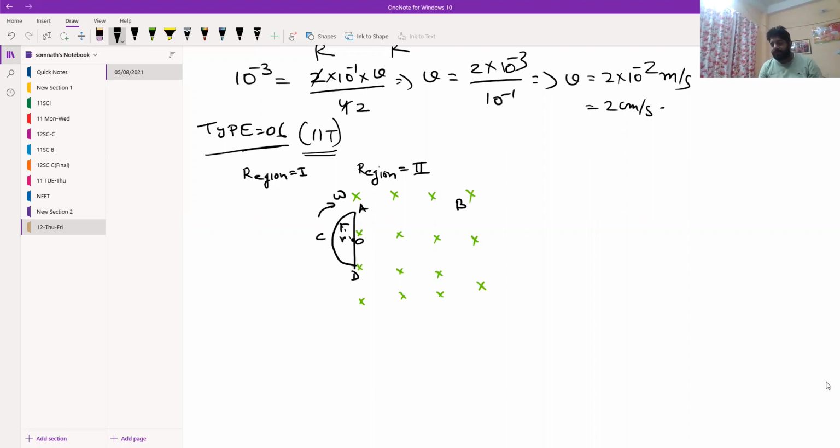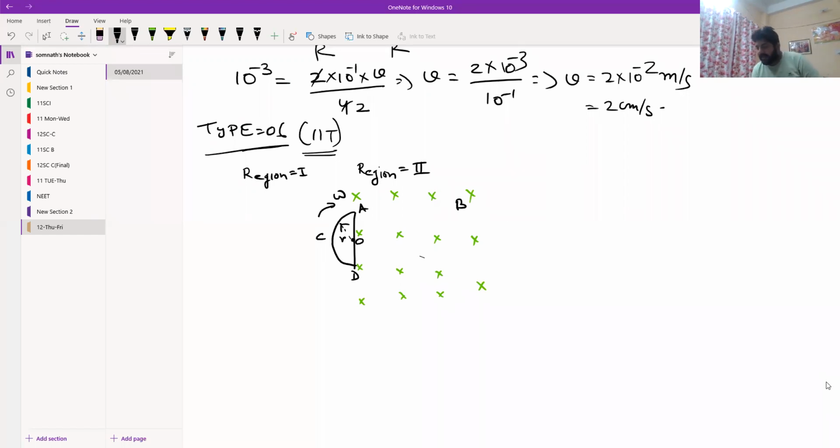Okay, I just want to read the question. Space is divided by the line AD. You can see by the line AD into two regions. Region 1 is field free. You can see clearly region 1 is field free, and region 2 has a uniform magnetic field, capital B, directed into the plane of the paper.